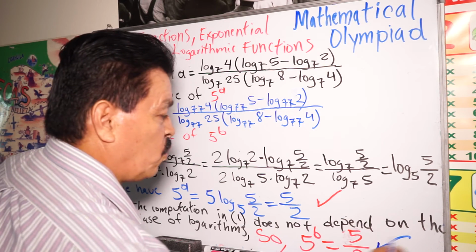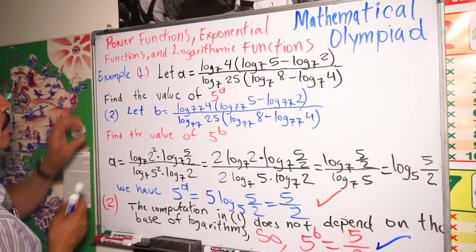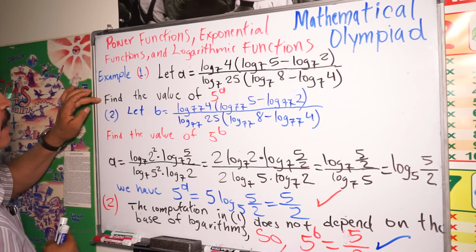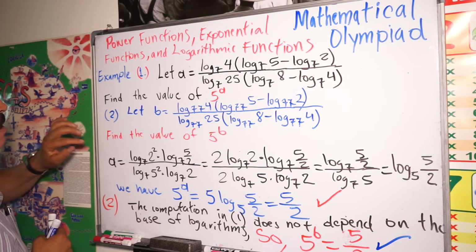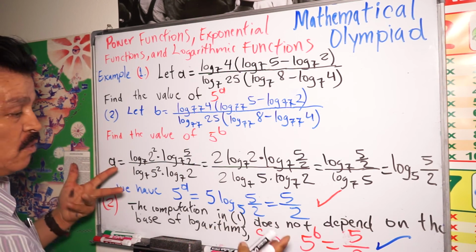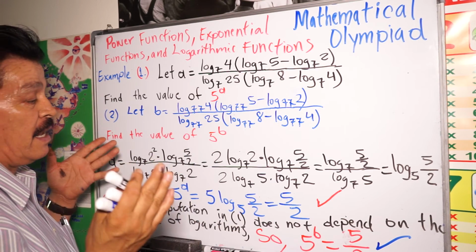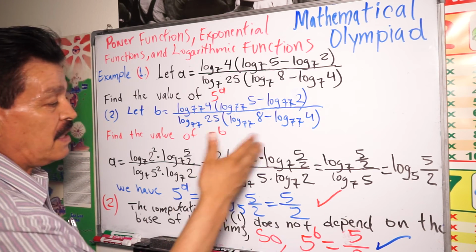All right, 2 questions to answer in this mathematics problem. The first one, find the value of 5 to the A power, and the second one, find the value of 5 to the B power. Okay, you have both answers here. I leave all the information here.